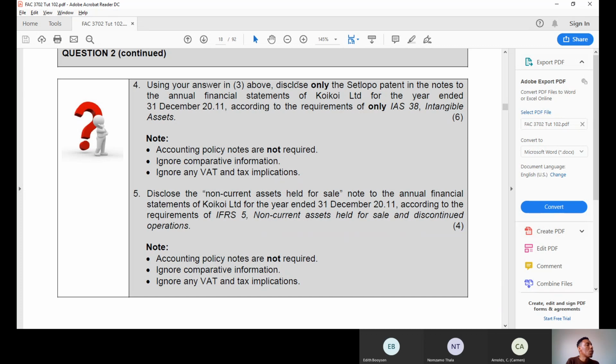And then number 4, you need to disclose, only in the notes to the annual financial statements for the year ended 31st December 2011, according to the requirements of IAS 38 only.